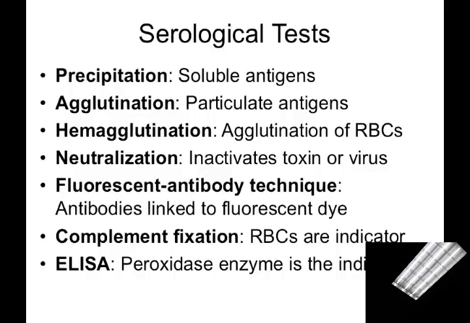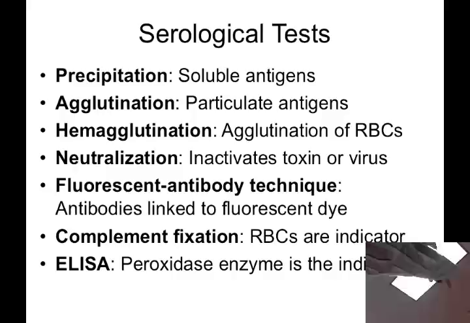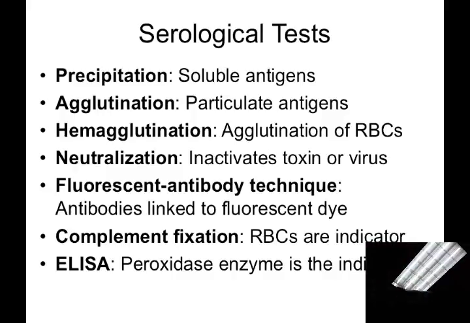When we say neutralization, what are we talking about? What specifically are we saying the antibody is doing? It's binding to that toxin or that microbe and preventing it from attaching or preventing it from having some activity. Neutralizing it, inactivating it. Fluorescent antibody technique is that one where we used antibodies linked to a fluorescent dye to either directly locate the antigen or indirectly locate antibodies against the antigen.